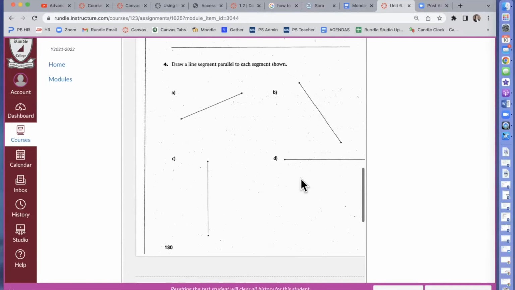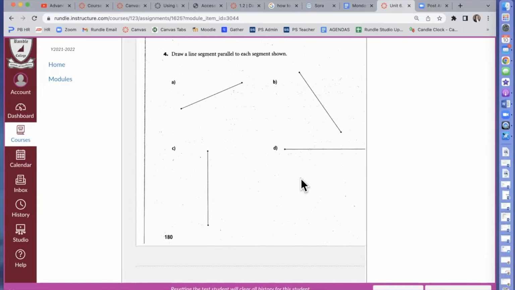Okay, number 4, draw a line segment parallel to each segment shown. Okay, so you have online tools that you're welcome to use from our notes. We have a protractor and we have a ruler. In your blue bins, you may also have a ruler and a protractor. I know sometimes it's nice to have the physical manipulatives. That's fine too. I'm going to remind you what you would be doing. I just don't have tools accessible to me right now.